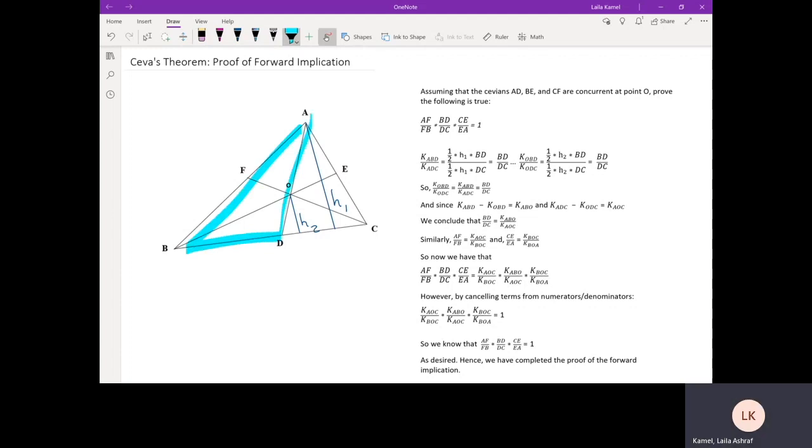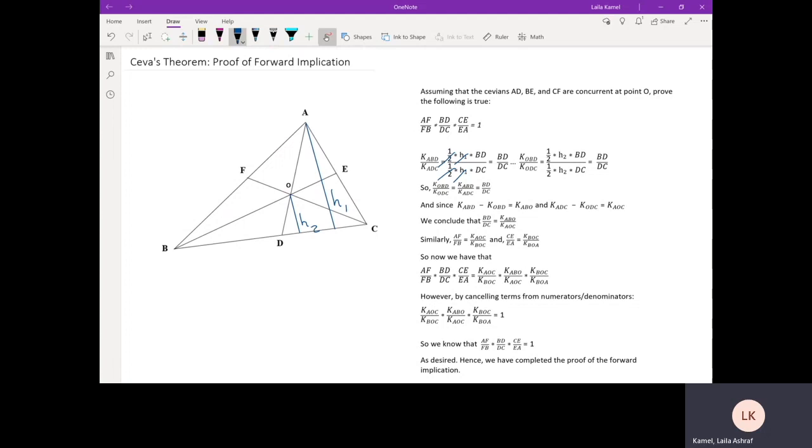Using the equation for the area of a triangle, 1/2 base times height, we know that the area of this triangle is 1/2 times H1 times base BD, and that the area of triangle ADC is 1/2 times H1 times DC. So canceling like terms, we see that 1/2 cancels and H1 cancels. So the area of triangle ABD over the area of triangle ADC is equal to BD over DC.